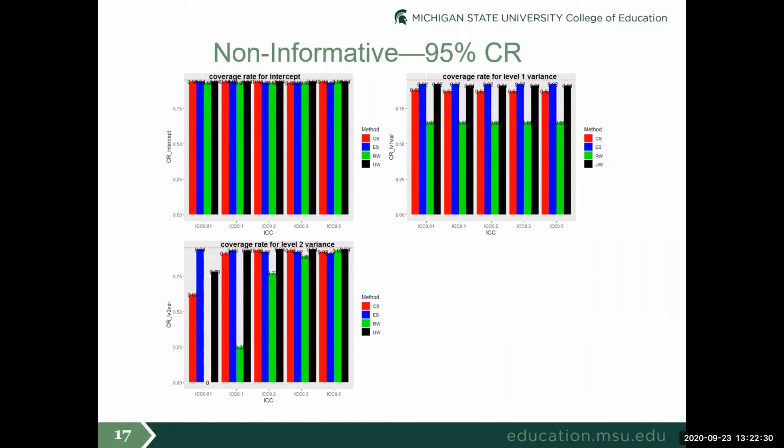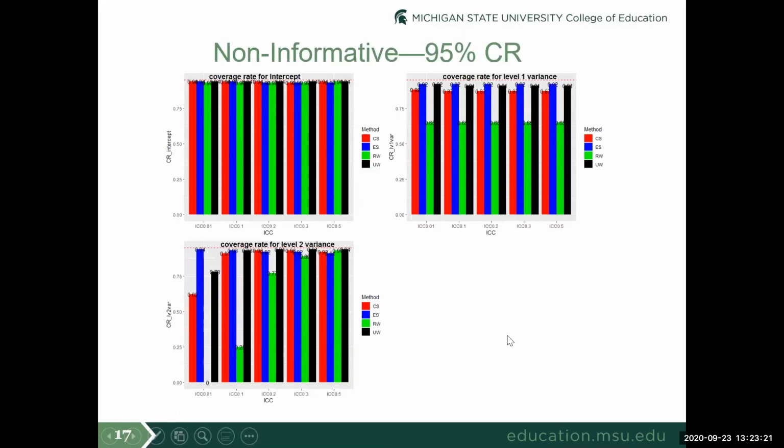Now, the coverage rate in the non-informative condition. We can see that the coverage rate for the intercept is almost the same across all the estimators. For the variance components, the unweighted, the black bar, and the effective estimators, the blue, have higher coverage than the other 2 estimators, for level 1 and level 2 variance. The raw weighted estimator, the green, has the lowest coverage rate for level 1 and level 2 variances.